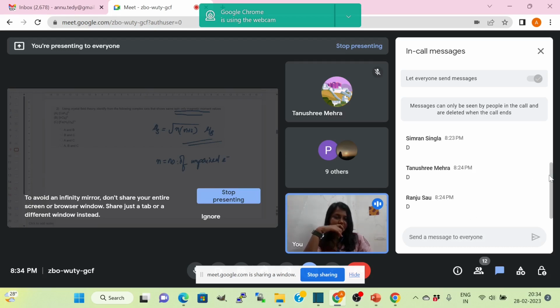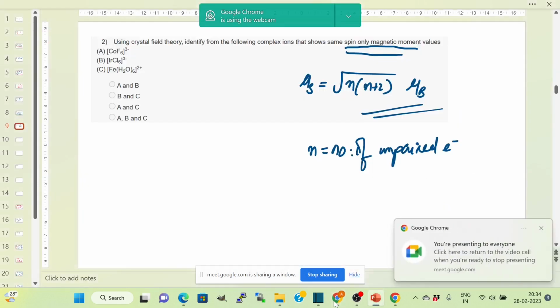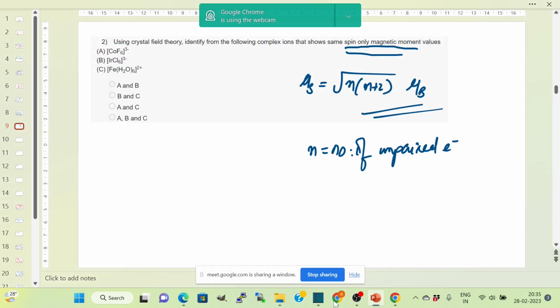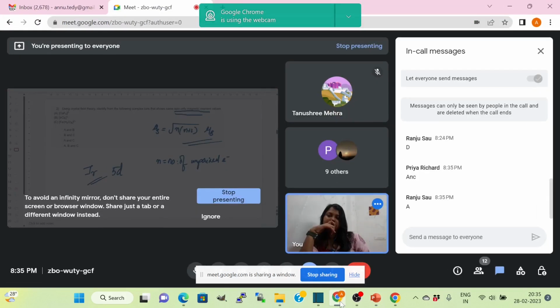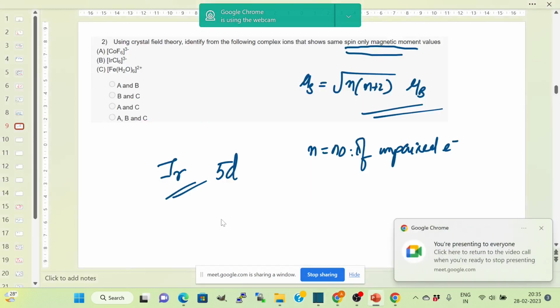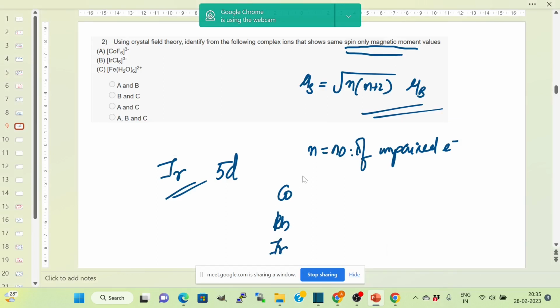So anyone wants to answer? Okay, I'll give you a couple of minutes to solve. Let me give you another clue. Iridium is a 5d element, and it is in the cobalt group: cobalt, rhodium, iridium. So the same trend of cobalt will be followed in iridium also.